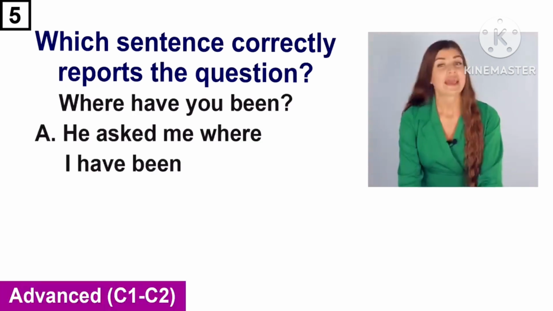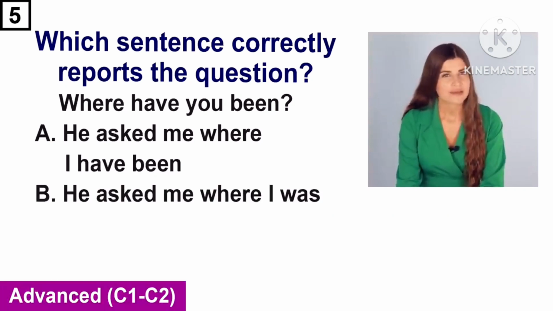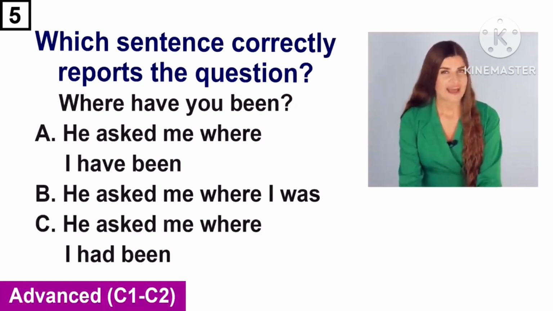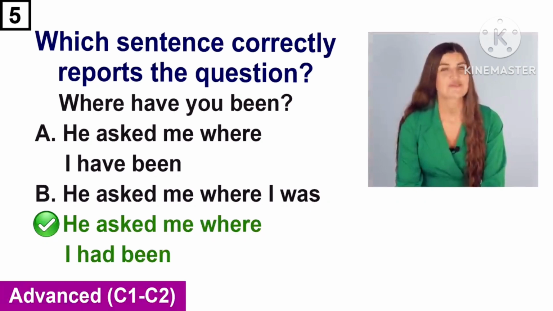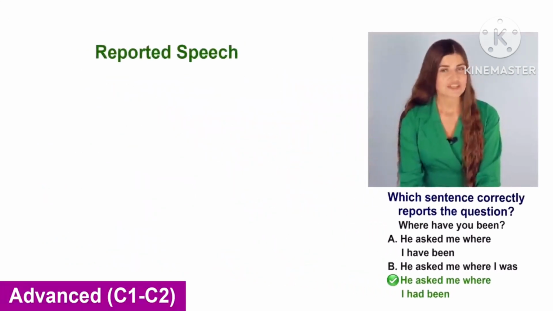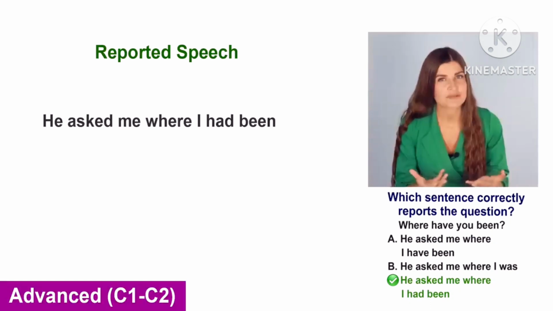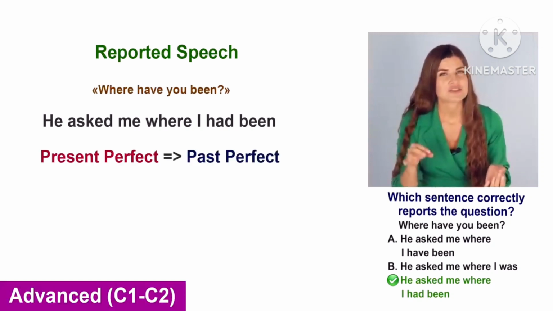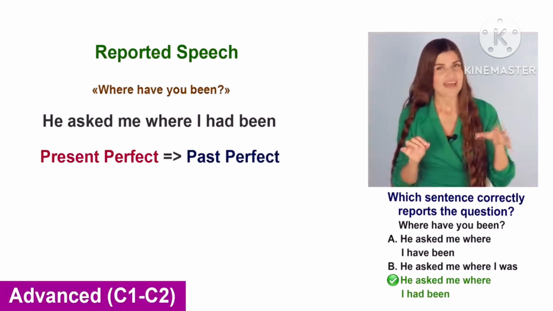Which sentence correctly reports the question? Where have you been? A. He asked me where I have been. B. He asked me where I was. C. He asked me where I had been. Here we have the topic, reported speech. When we change from direct to indirect speech, you need to change the grammar. We have a question in the present perfect tense, so we need to change it to the past perfect. He asked me where I had been.